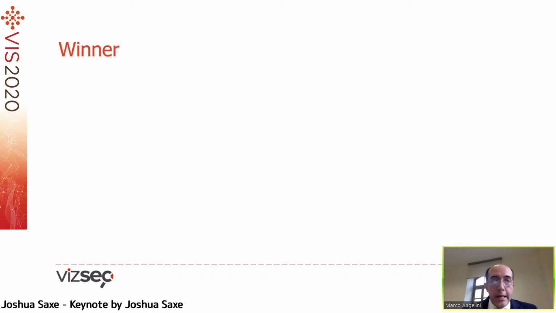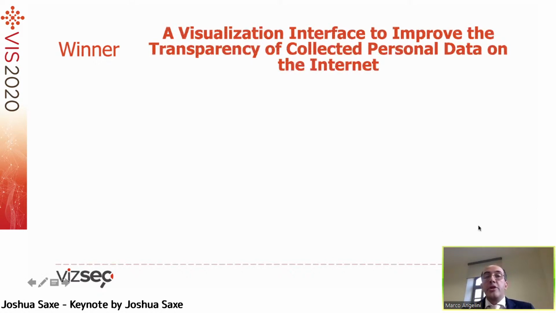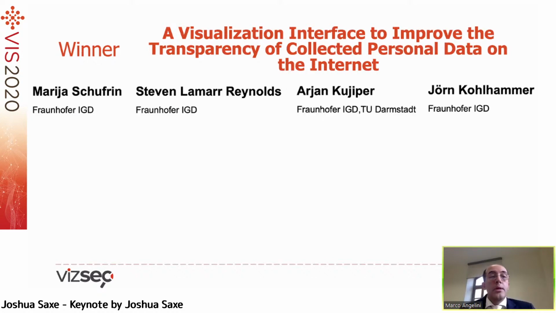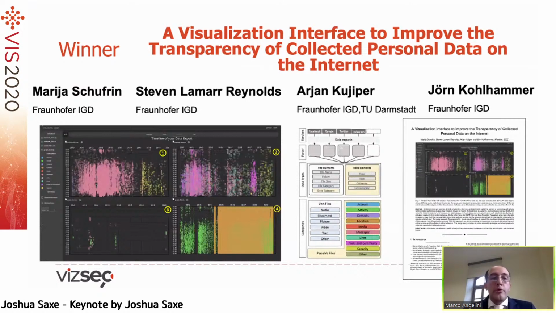And even if I would like it to be a surprise, probably many of you already read the program. The winner for this year's Best Paper Award is the paper entitled A Visualization Interface to Improve Transparency of Collected Personal Data on the Internet, by Marija Schufrin from Fraunhofer IGD, Stephen Lamarr Reynolds from Fraunhofer IGD, Arjan Kuijper from Fraunhofer IGD and Technische Universität Darmstadt, and Jörn Kohlhammer from Fraunhofer IGD.